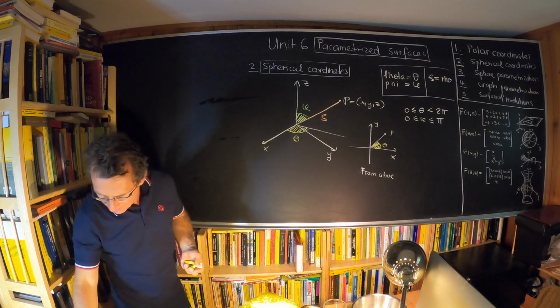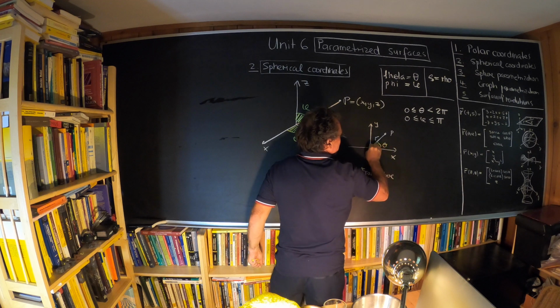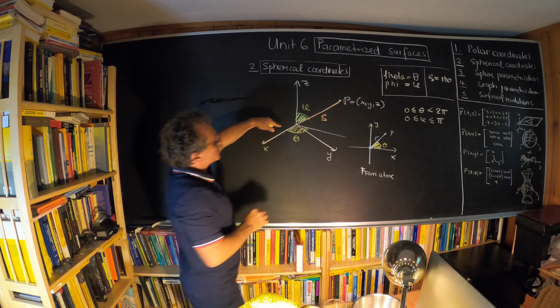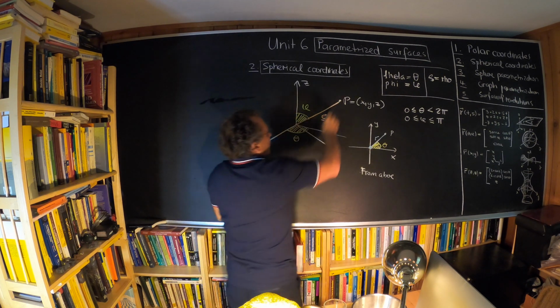We also see a distance r. That's not the rho. That's just the distance to the z-axis. Let me just draw it here. That's the distance to the z-axis here.